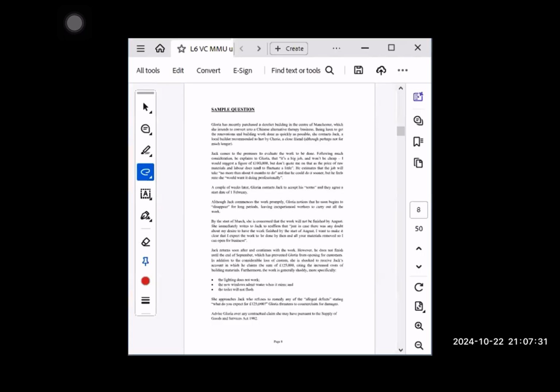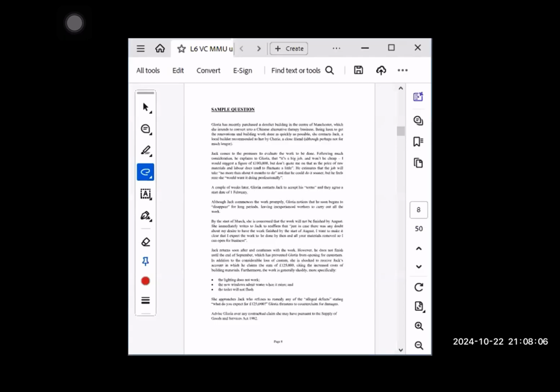Right. Gloria has recently purchased a derelict building in the centre of Manchester, which she intends to convert into a Chinese alternative therapy business. Being keen to get the renovations and building work done as quickly as possible, she contacts Jack, a local builder recommended to her by Sherry, a close friend, although perhaps not for much longer. Jack comes to the premises to evaluate the work to be done.